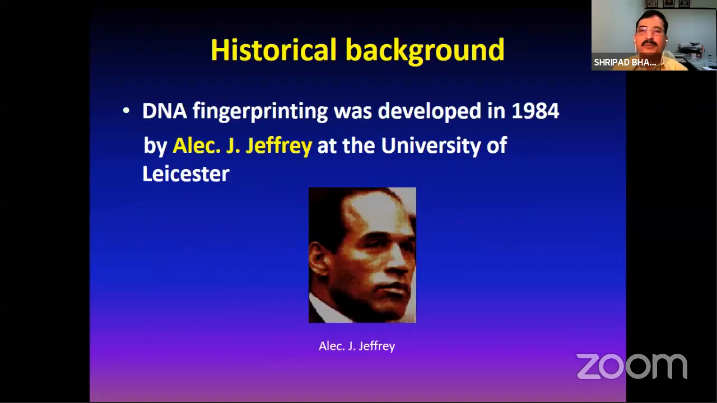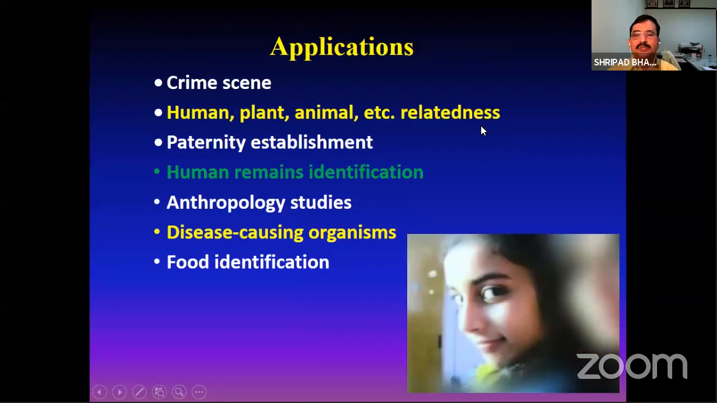If you see the history of this, then you will remember this fellow, Alec Jeffreys. He's a person at the University of Leicester. He developed this system, DNA fingerprinting, and it was used in various cases. If you remember this beautiful small girl, in her case also, this DNA profile and DNA fingerprint was used. So in crime scenes, human-plant relatedness, paternity establishment, we already have discussed one case.